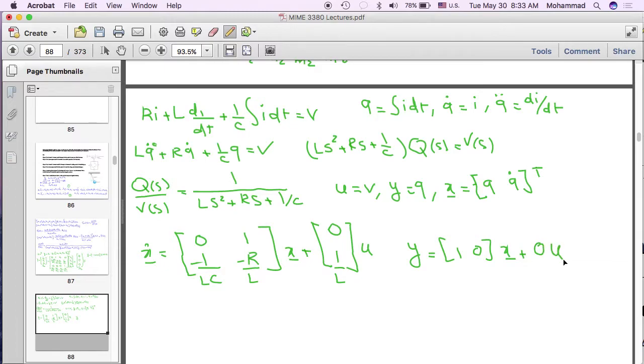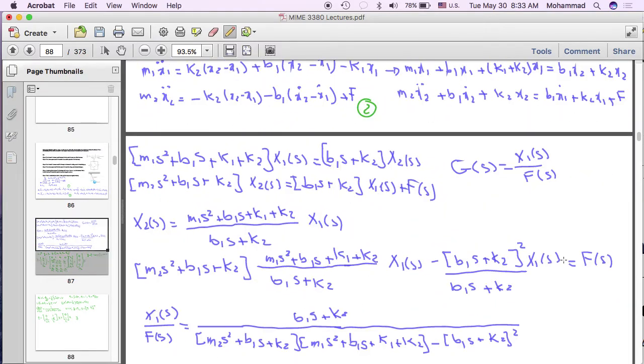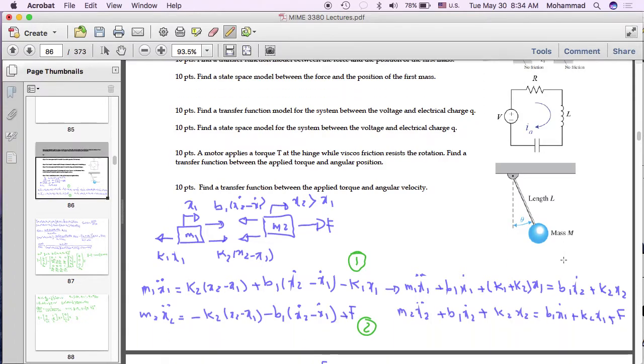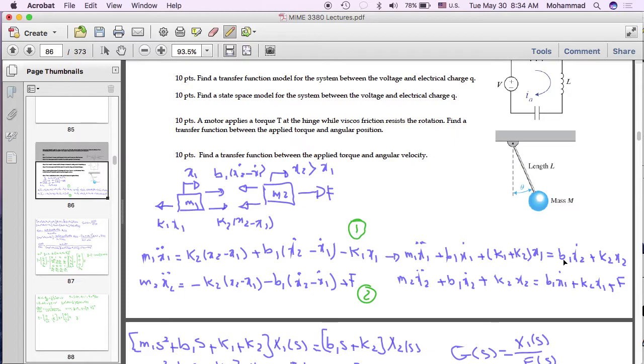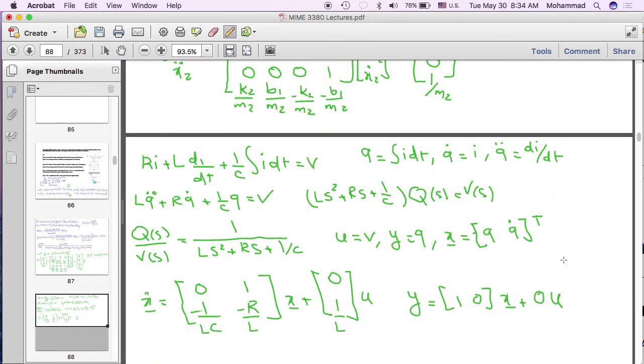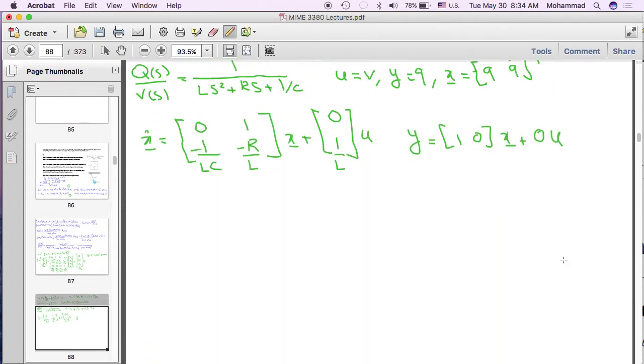So I believe this is the fourth question. Let me make sure. This fourth question was to find a state space model for the system, again, between voltage and electric charge. So we found that. Okay, so that was the fourth question. Any questions so far?